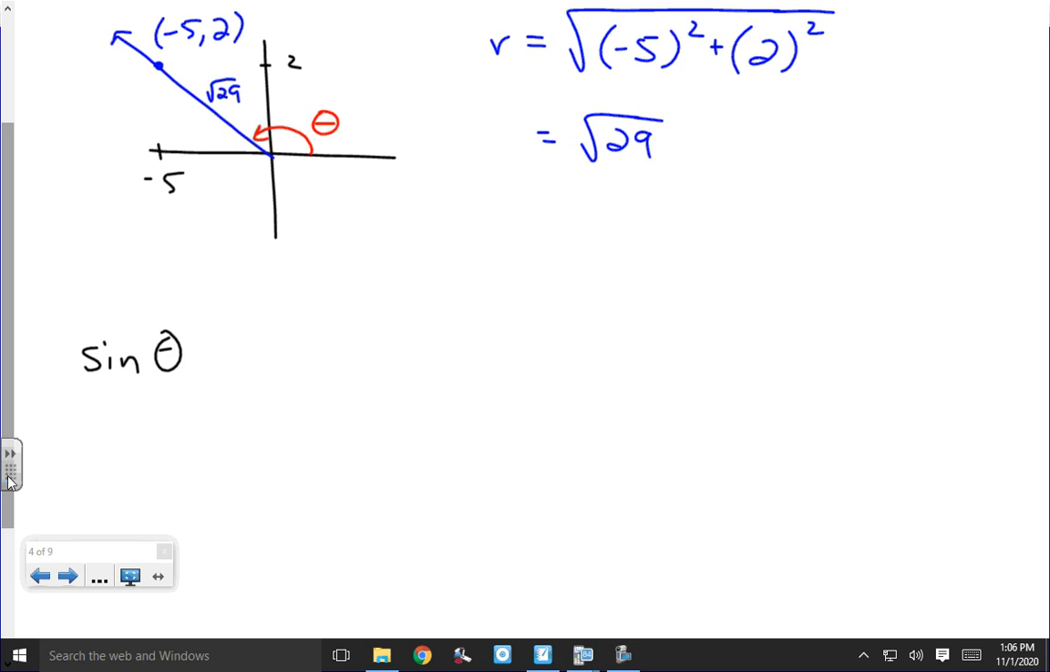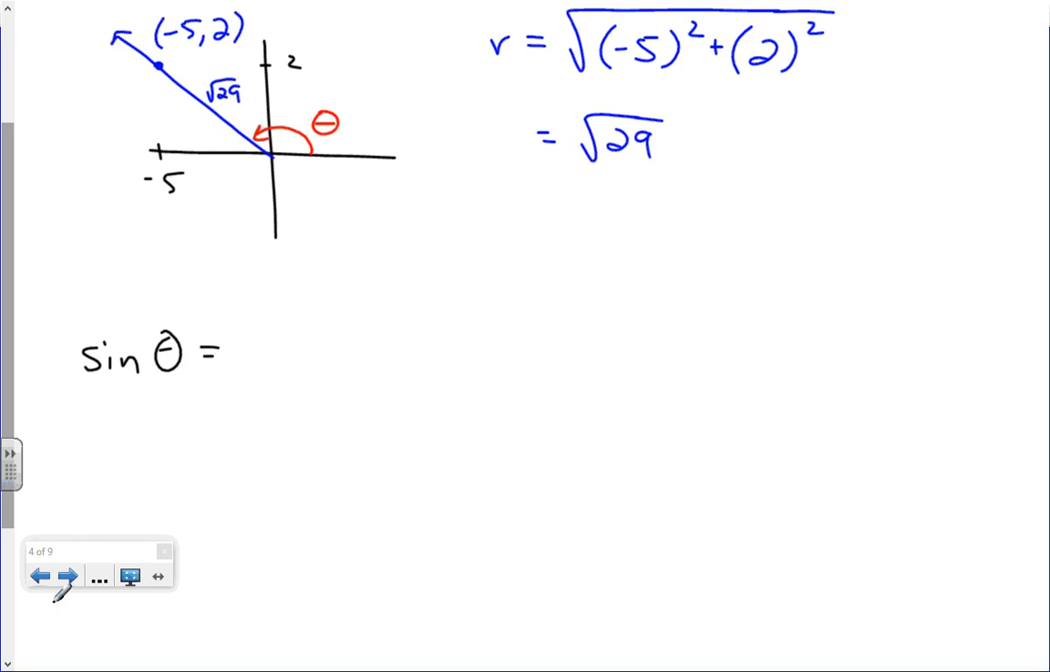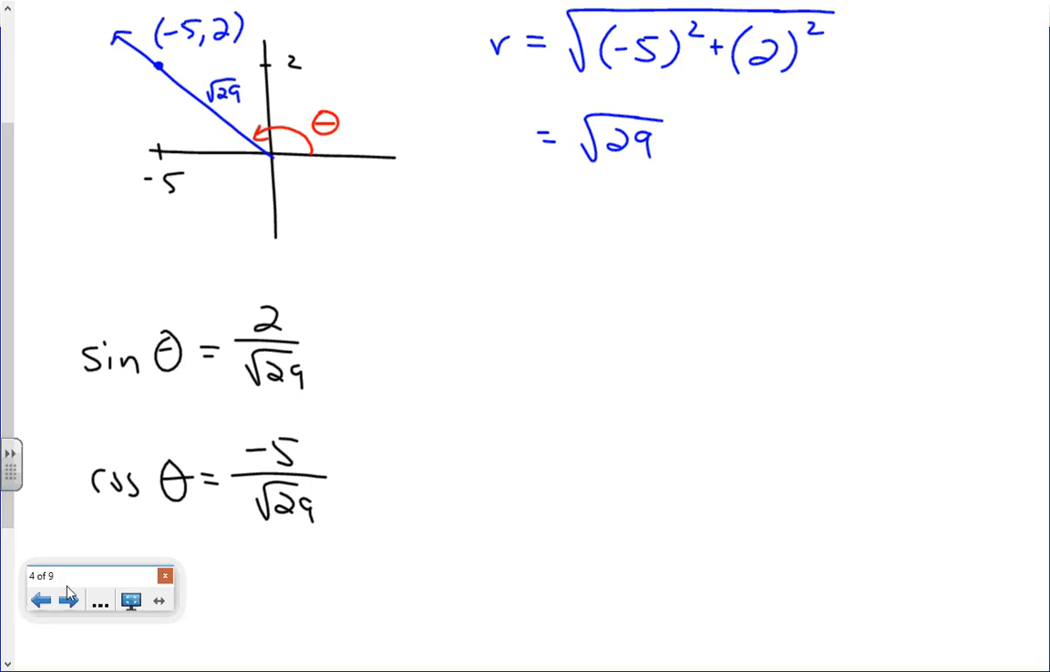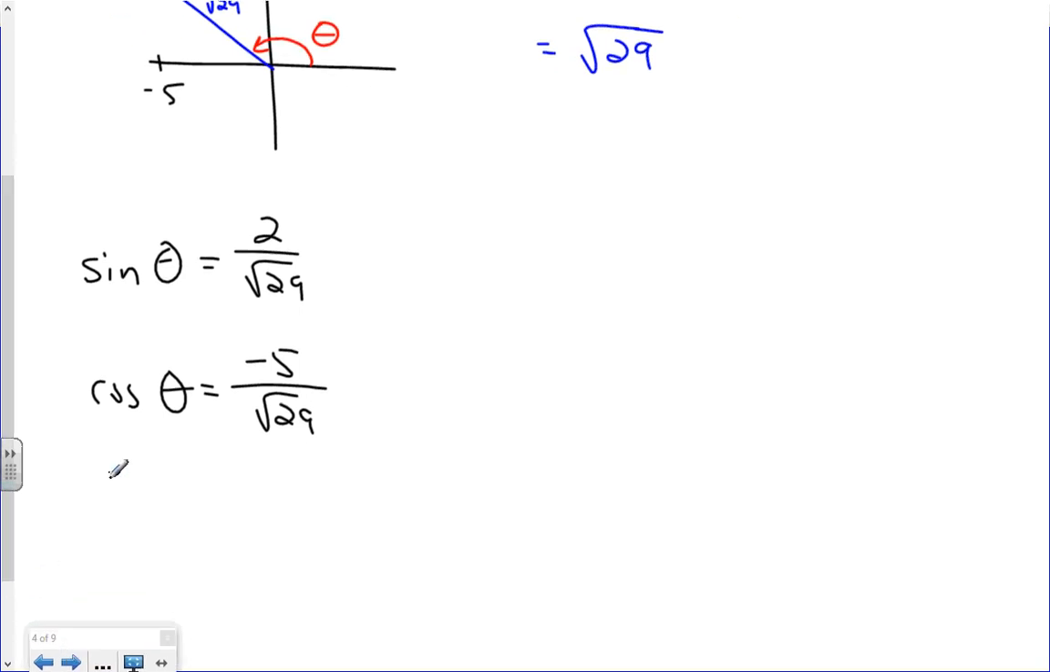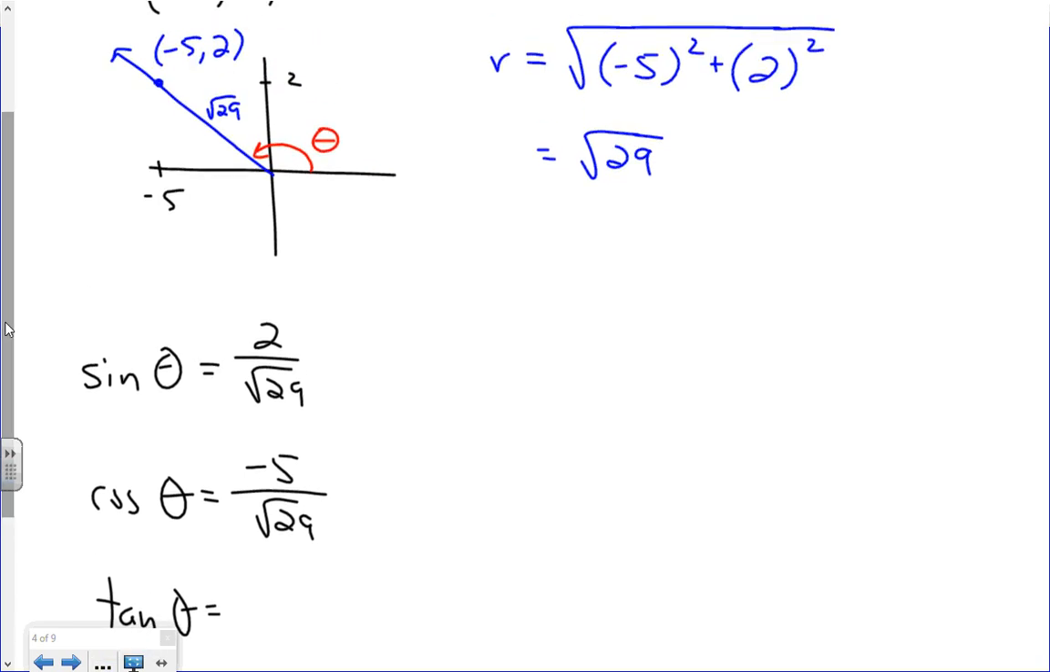Sine of theta I know is equal to v over r, so that's 2 divided by the square root of 29. And the cosine of theta is equal to u over r, so that's -5 over the square root of 29. And finally, the tangent of theta is equal to v over u, and v again is 2, and u is equal to -5, so that's 2 over -5.